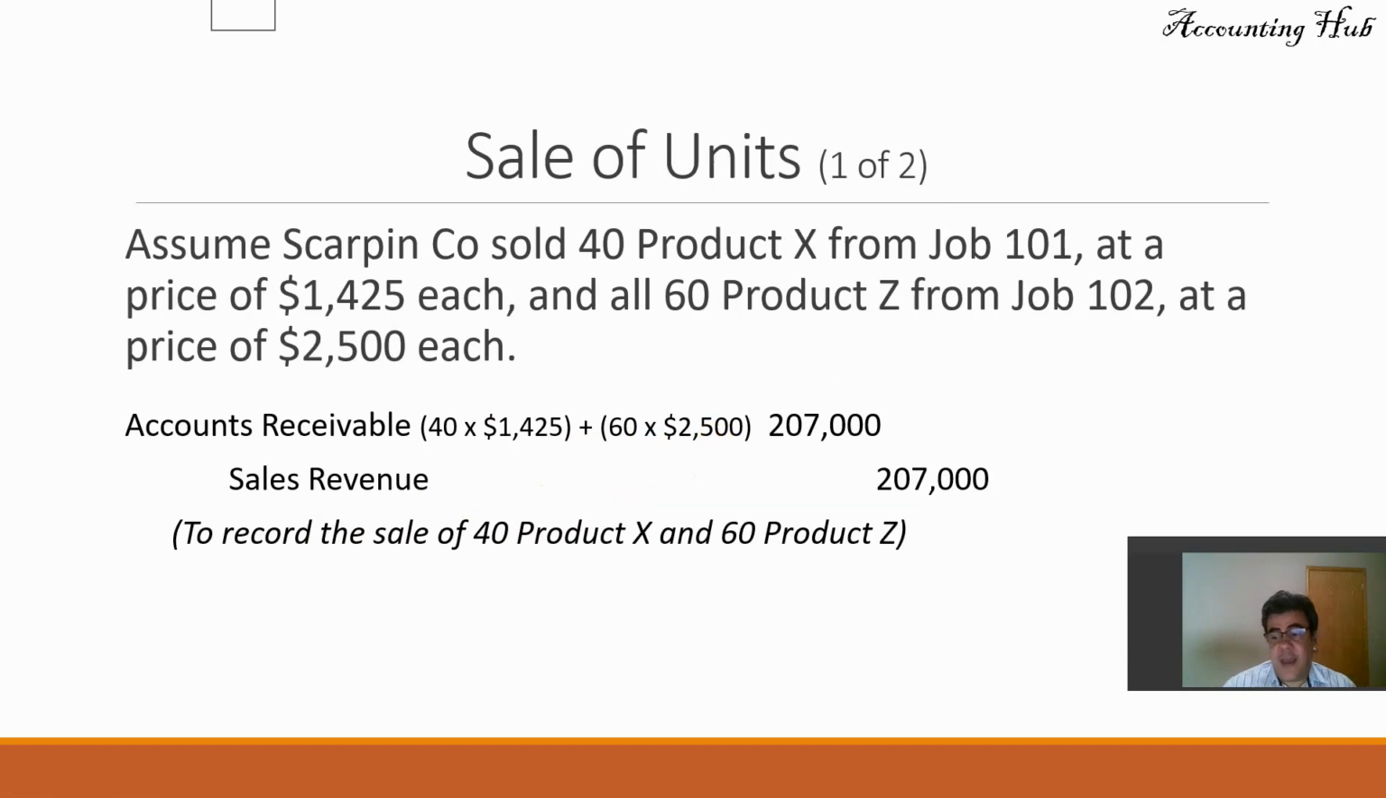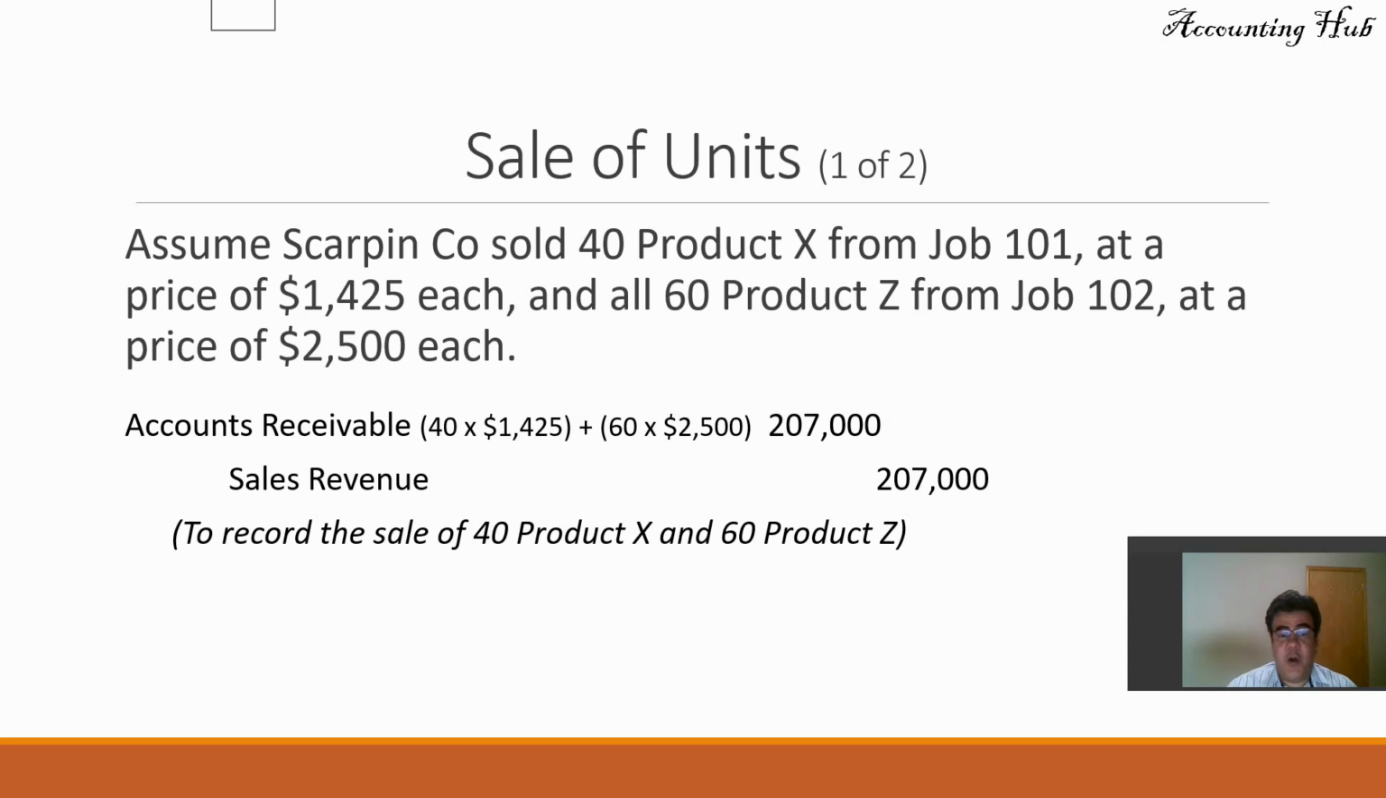We are selling them. Sales. Exactly the same as a merchandise company. When we sell it, we sell 40 product X from job 101 and 60 product Z from job 102. So we combine, so 40 product X times 1,425, the selling price, plus 60 product Z times 2,500, the selling price, so 207.